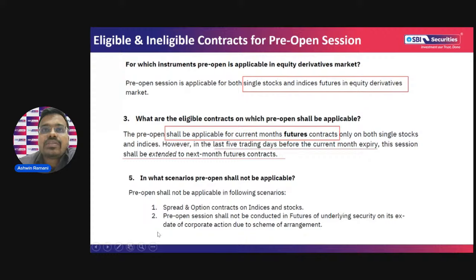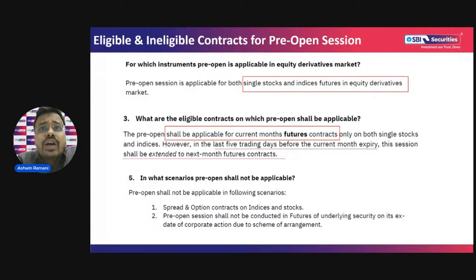So spreads are excluded, option contracts are excluded. And secondly, pre-open session shall not be conducted in futures of the underlying security on its ex date of corporate action. एक्स डेट आपको मान, जब भी बोनस होता है, राइट्स इश्यू होता है, डिविडेंड अनाउंसमेंट होता है, जिस दिन वो एक्स डेट होता है ना, उस पर्टिकुलर दिन के लिए वो पर्टिकुलर सिक्योरिटी जो स्टॉक है उसका फ्यूचर्स के लिए एप्लीकेबल नहीं होगा. On all the other days the futures contracts are eligible for the pre-open session.